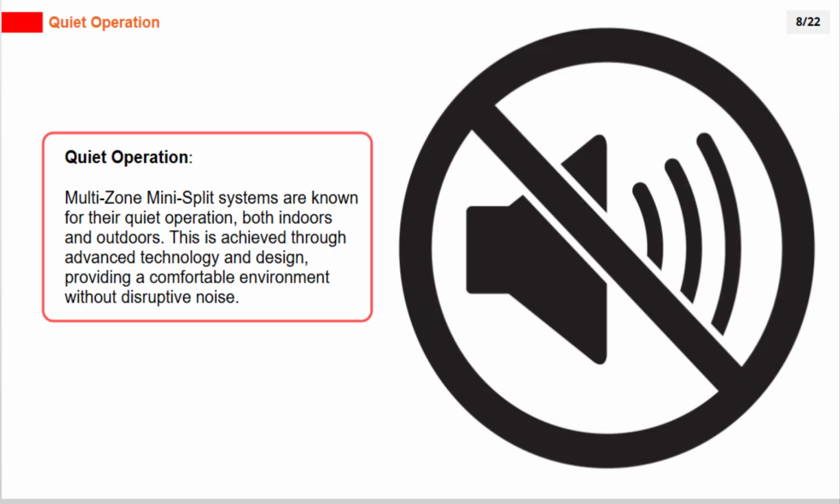Quiet operation. Multi-zone mini-split systems are known for their quiet operation, both indoors and outdoors. This is achieved through advanced technology and design, providing a comfortable environment without disruptive noise.